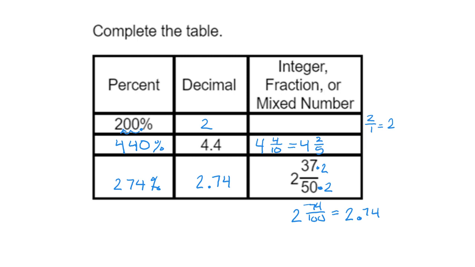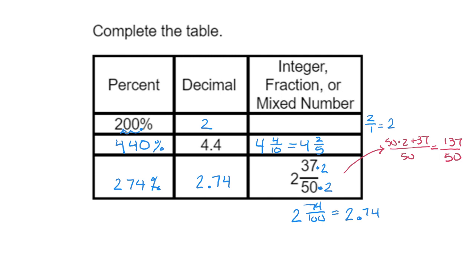And just so you know, you could have done this a little differently too. I'm just going to take a different route. If you wanted to, you could have taken the 2 and 37 over 50 and changed it into an improper fraction. So that would be 50 times 2 plus 37, and keep it divided by 50. All right, and that would give you 137 over 50. So this would be the fraction form, an improper fraction form.